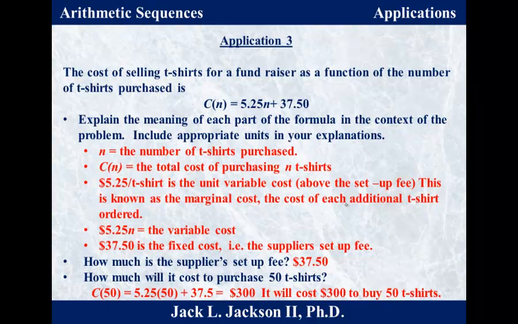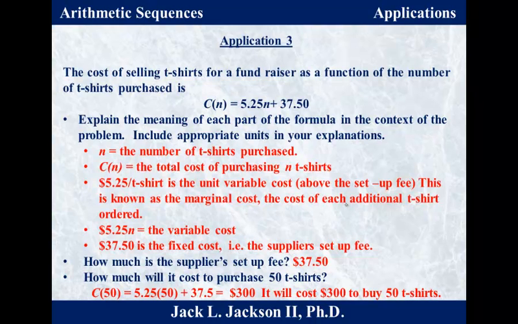If he sets that up and then you don't buy any shirts, he's still going to charge you the $37.50 for setting that up. Now whether you make one shirt or 100 shirts, that $37.50 is a flat rate. But then you also have the $5.25 per shirt, so that's the cost of ordering the shirt itself. And then you add all this together, that's going to be your total cost. So for example, to do 50 shirts, it'll be $5.25 times 50 plus 37.50. That turns out to be $300, so it will cost $300 to buy 50 shirts.